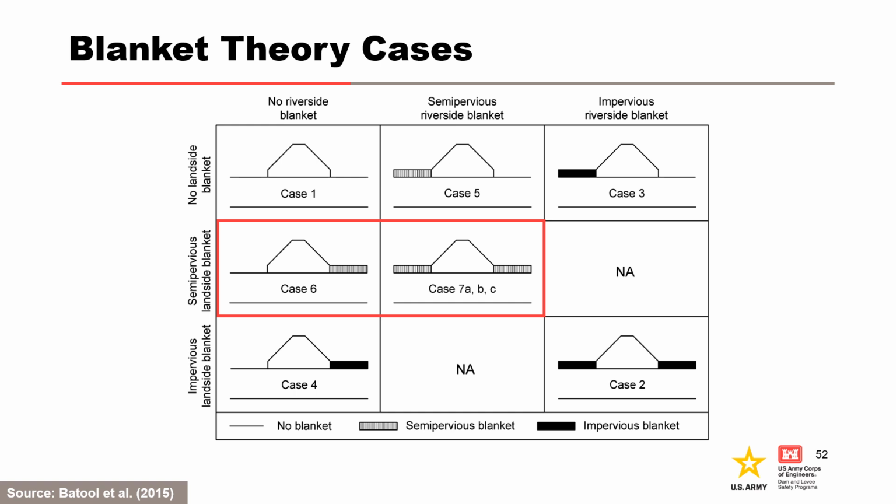Cases 6 and 7 are generally used in the Mississippi Valley Division and are outlined in red. Case 8, which is not shown, is the same as case 7, but has a partially penetrating cutoff wall beneath the levee centerline.